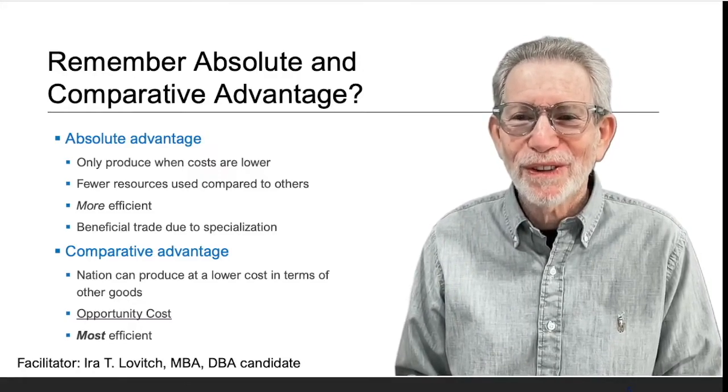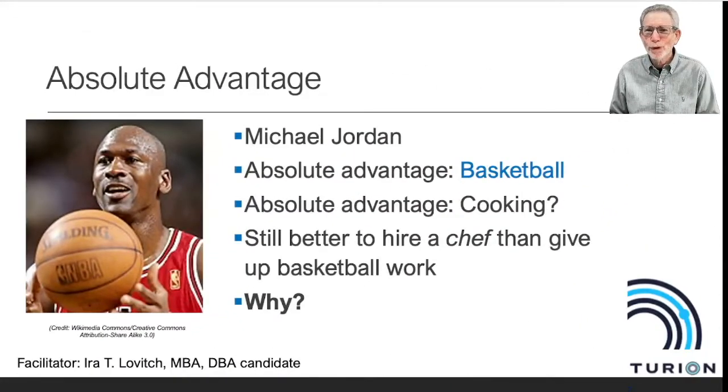Let's continue with this theme. So here's our old friend Michael Jordan. Remember the comparison between Michael Jordan and Gordon Ramsay? He has an absolute advantage, Michael Jordan does, for certain, in basketball. But remember, we compared that to an absolute advantage in cooking. Even if Michael Jordan is an amazing basketball player, which we know he certainly has been, but also a tremendous chef, it's still better for Michael Jordan, remember, to hire a chef than give up his basketball work.